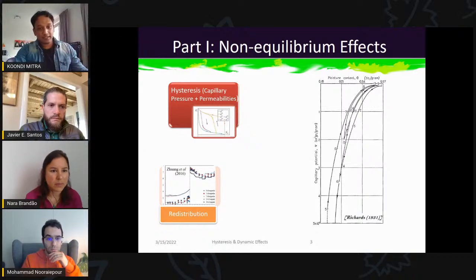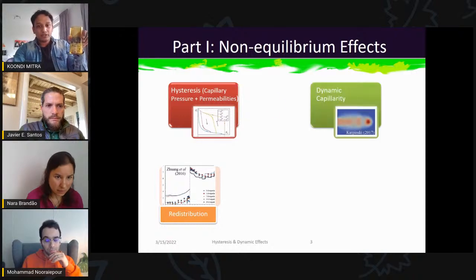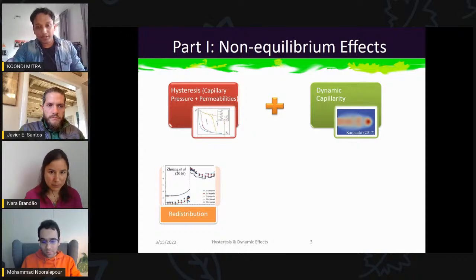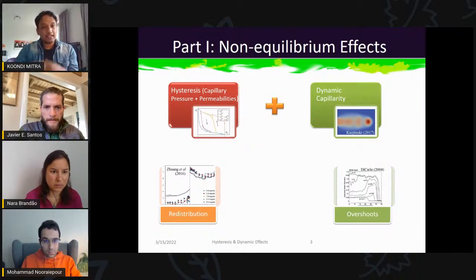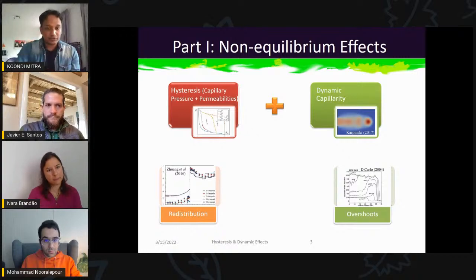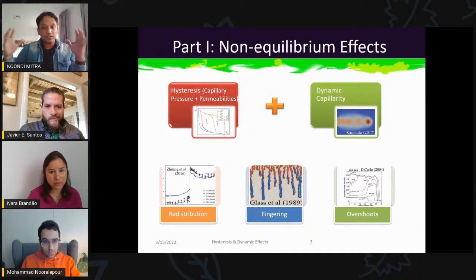Now also, as I mentioned, it takes the water some time to settle down. So there will also be dynamic effects involved. And these dynamic effects play an important role in things like saturation overshoots. So in this experiment by Di Carlo, it was shown that in a long sand column, if you inject water hard enough, then you get this local maximum of saturation, which are known as overshoots. And this cannot be explained by equilibrium or standard models, right? Then there are phenomena such as gravity fingering, which require both hysteresis and dynamic capillarity to explain.